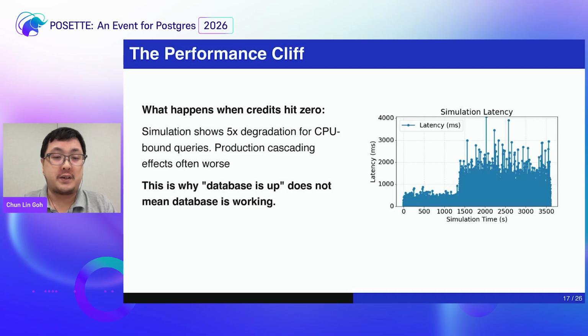So what happens when the credit hits 0? We can also find out through simulation that there's a 5 times degradation for the CPU-bound queries. So the production cascading effects get worse. This is why a database being up sometimes doesn't mean the database is actually working. At this point, I didn't even set up anything on my Azure yet. I just used mathematics to model the entire behavior through simulation.